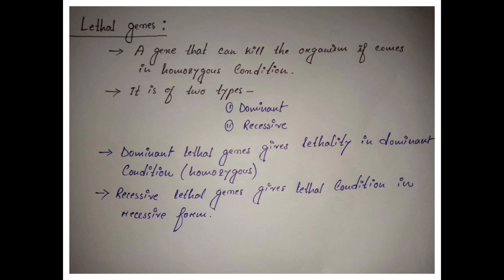That is, lethal genes show their effect only when the genes are present in homozygous condition, homozygous dominant or homozygous recessive. So lethal genes are present mainly in two forms, dominant lethal genes and recessive lethal genes. Dominant lethal genes show their effect in dominant form, and recessive lethal genes show their lethality in recessive form. But recessive lethality is more common as compared to dominant lethal genes.